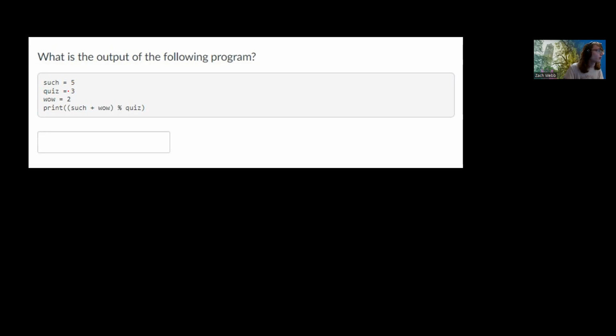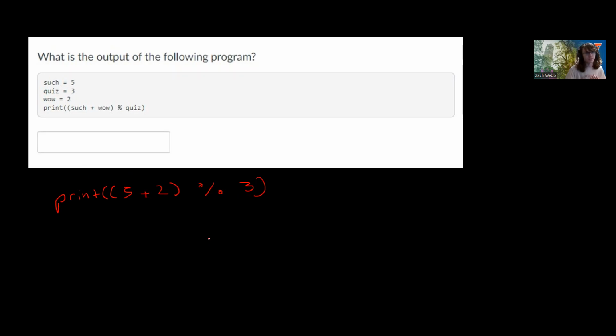So we have our three variables and then an expression. So let's first rewrite our expression with our values plugged in for our variables. So we have print, and then such here in parentheses. If such, which is 5 plus wow, which is going to be 2, close our parentheses, and then here. So that's our modulus quiz 3.